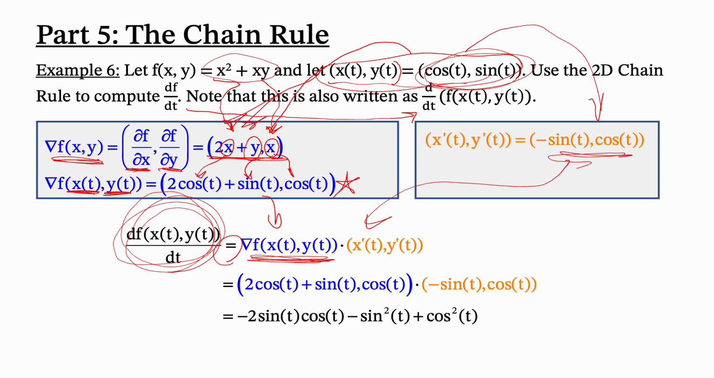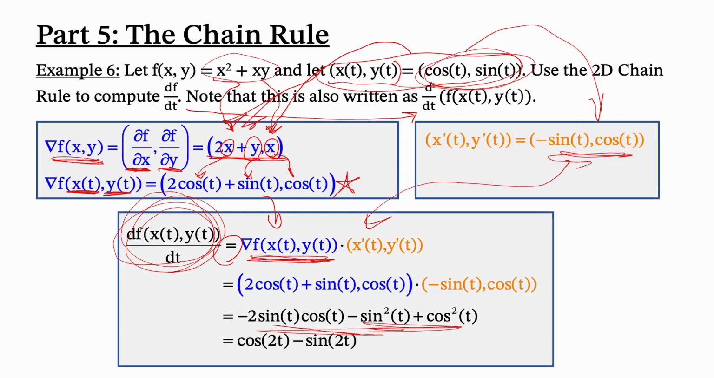smush it together, and then I did notice a trig identity that I could use here. I do like trig identities. There's actually two trig identities. There's a double angle identity here and a double angle identity there. That would be optional, but it looks really nice at the end, cosine of 2t minus sine of 2t. But you would also get credit if you stopped right there.